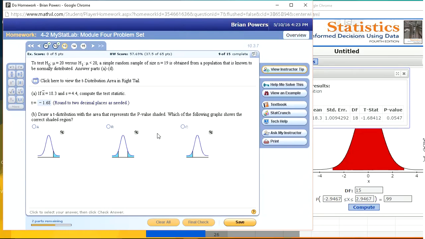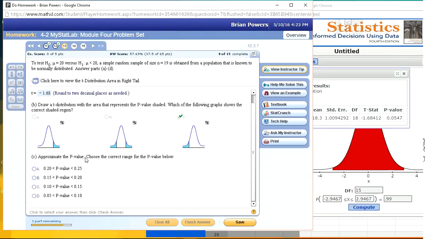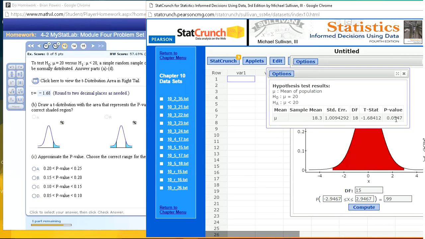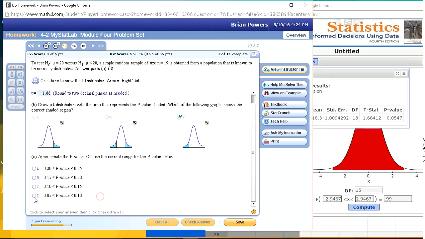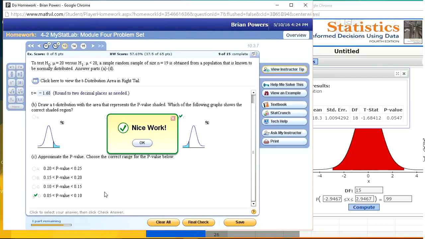And again, it's a lower tail test. So the lower tail test, the critical region is going to be a low tail. Okay, just like that. And the p-value, we don't have to talk about approximate p-values. That's what you get from the old-fashioned tables. We are given a precise p-value, 0.0547. The p-value is between 0.05 and 0.10. Easy peasy.